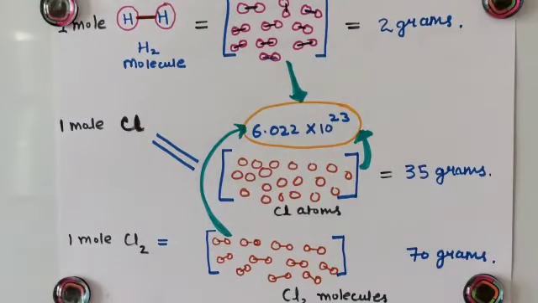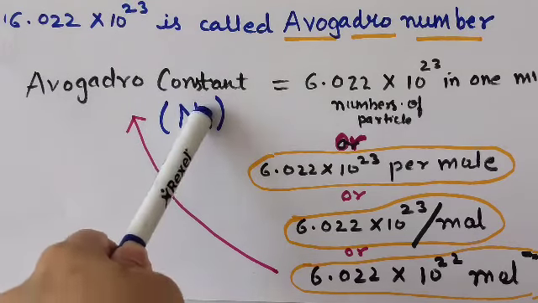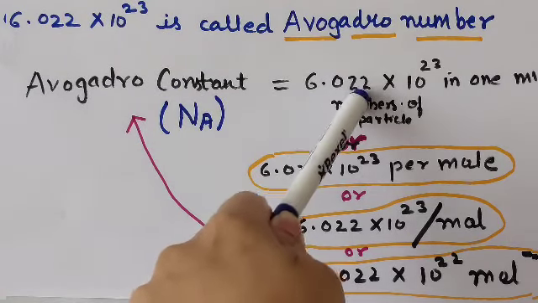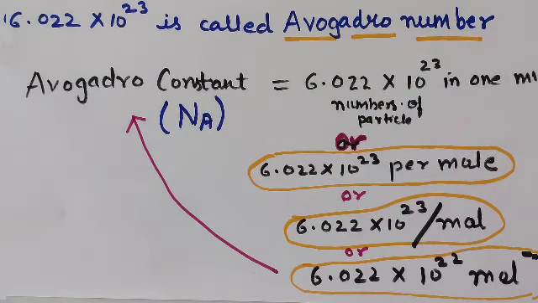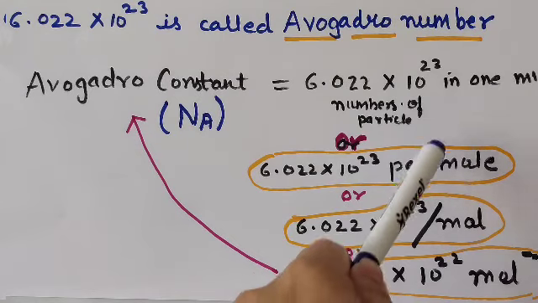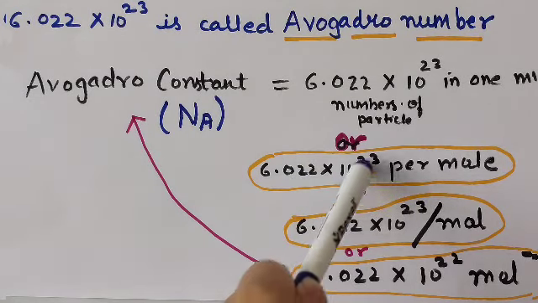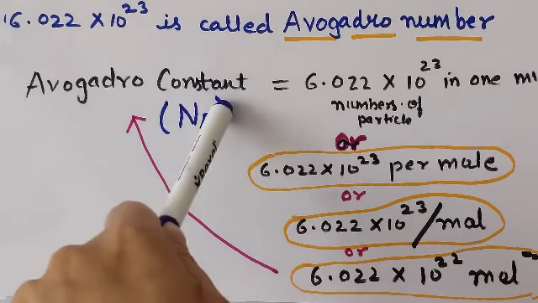So it's a constant. This constant is known as Avogadro constant. Since this number is constant in every sample of 1 mole, it is therefore said to be Avogadro constant. 6.022 into 10 to the power 23 particles make 1 mole. Or we can write it this way also, 6.022 into 10 to the power 23 per mole, or this way or this way. This all represents Avogadro constant.